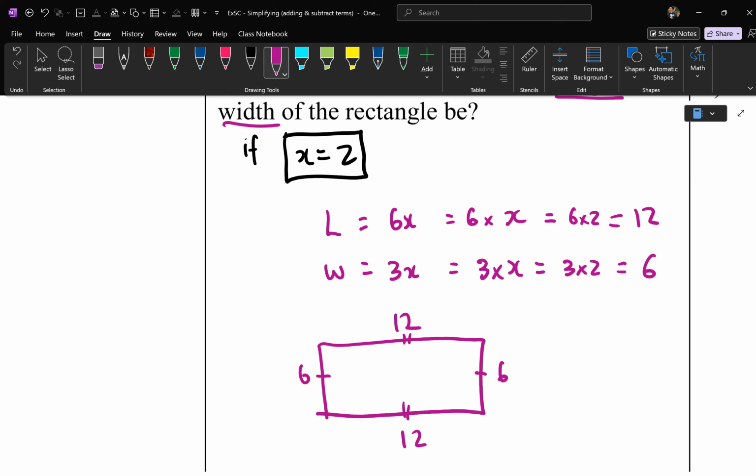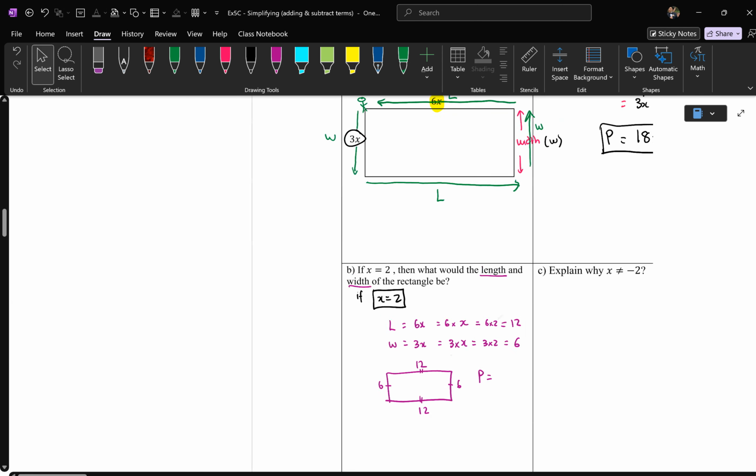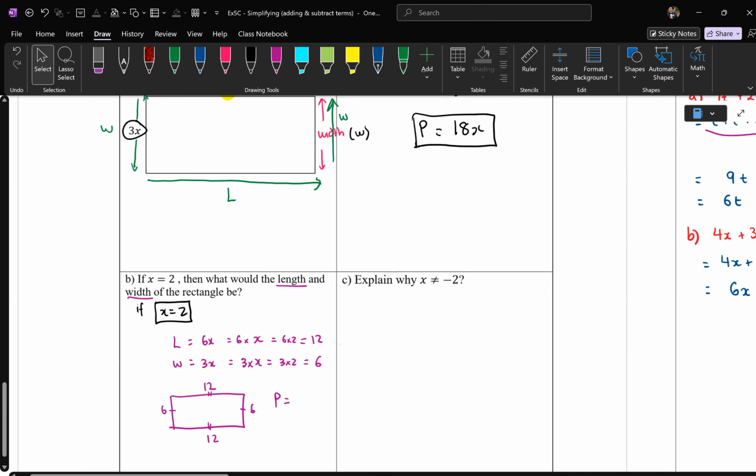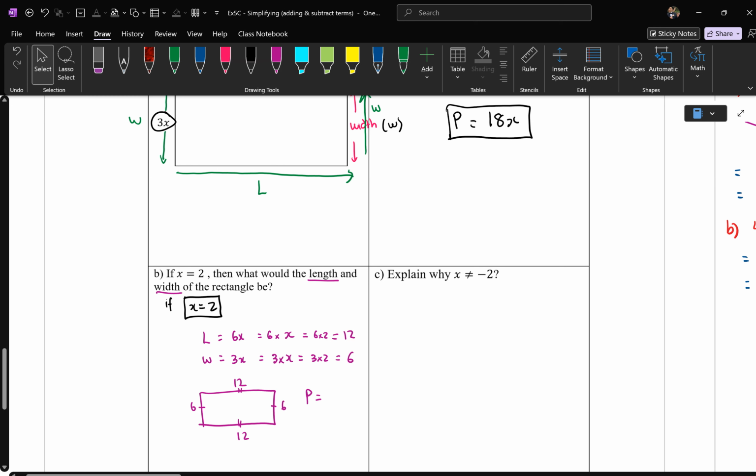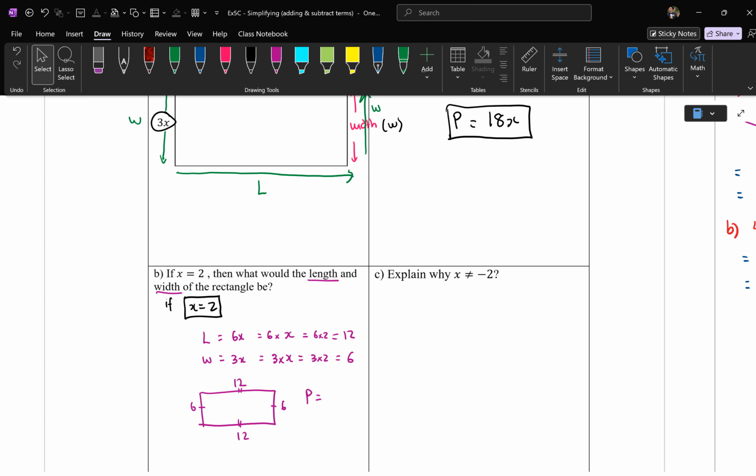Now if I ask you what the perimeter is, I'm going to zoom out. What would the perimeter be? If I know now length is 12, width is 6, what's the perimeter? What would you do? How would you calculate it? Can I get a 3? Yes, you can. How would you calculate, Ava?